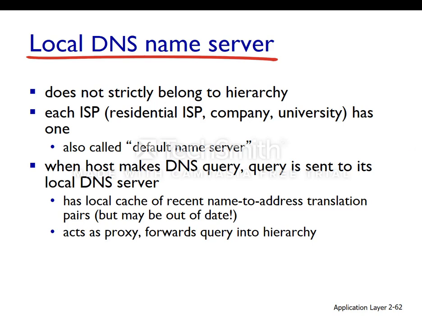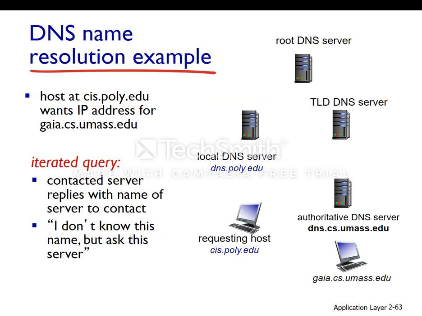So here is a second approximation, if you would, of how DNS name resolution works. Let's say the host at cis.poly.edu wants to get the IP address for gaia.cs.umass.edu. In an iterated query, the contacted server will reply with the name of the server to contact. Essentially, it's saying something like, I don't know this name, but ask this server. So let's say we ask the local DNS server.